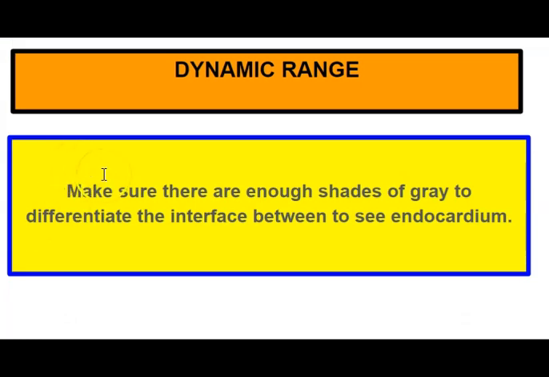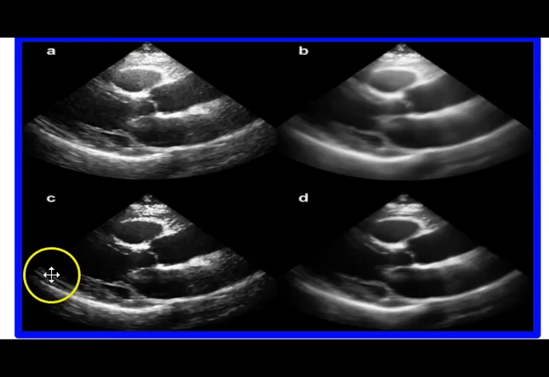Make sure there are enough shades of gray to differentiate the interface between the different tissue characteristics to see the endocardium, and that's demonstrated right here, where we can see the endocardium really well. This is kind of foggy, too many shades of gray. This isn't too bad, you can see it pretty well here too. I kind of like this image here. This looks like a little too much gray, and this might be a little more bistable, but that's okay. We can still differentiate here. We can see our endocardium.